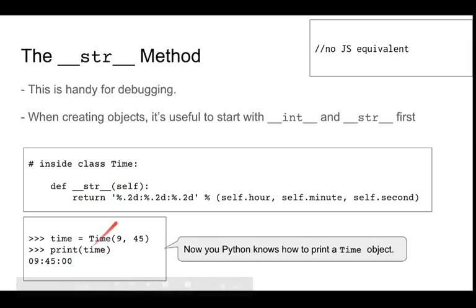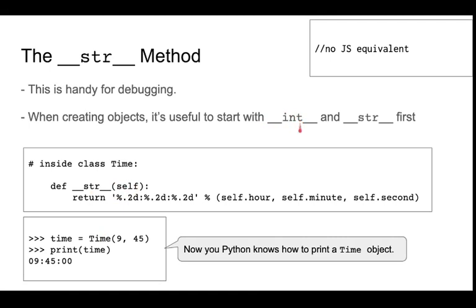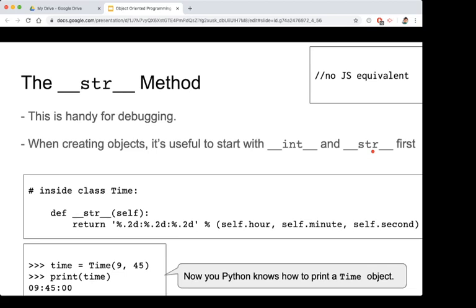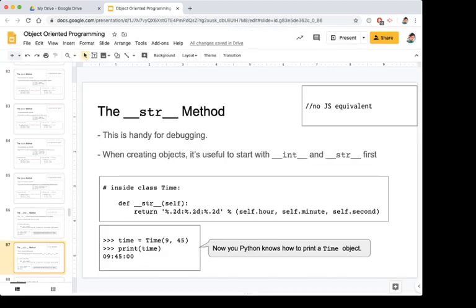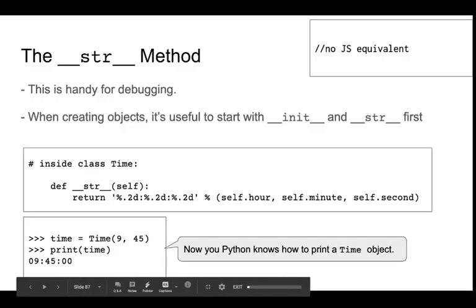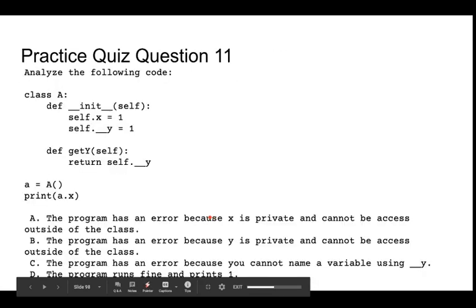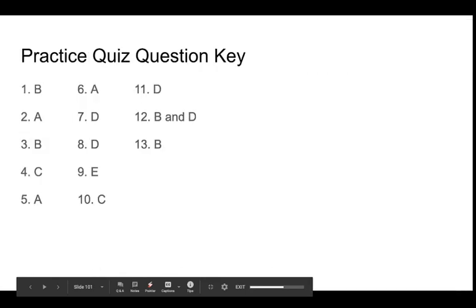This method is very handy for debugging. So when you're first making objects, you should make a constructor. I need to fix the init there, and for debugging, you write the string method for each class. And then you did a bunch of practice quiz questions. And there was the key.